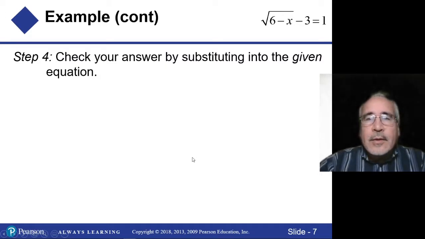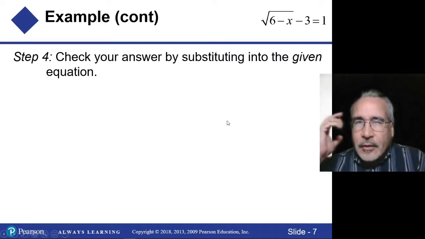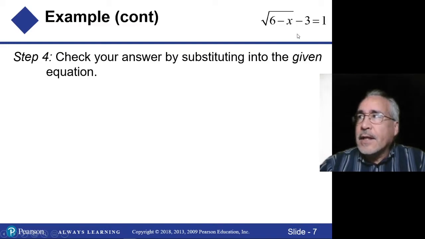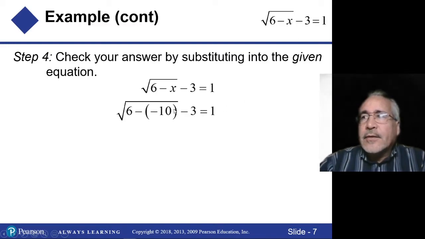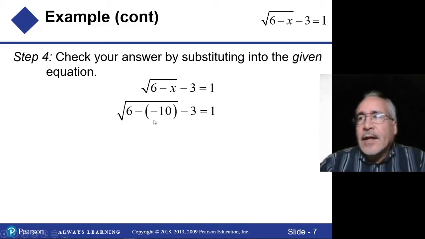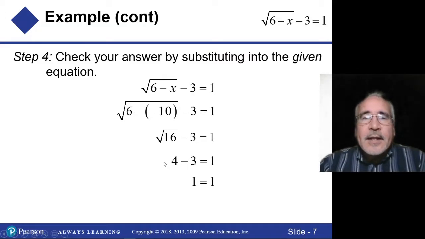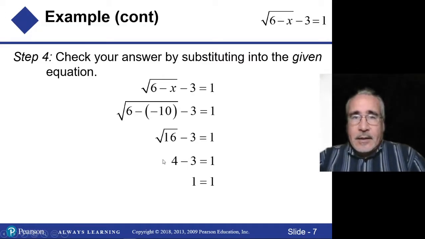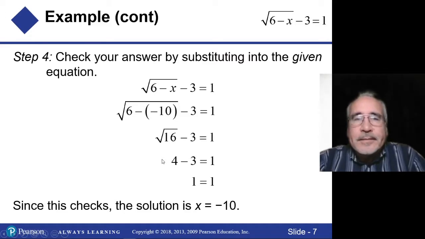So now they're just going to do a check, just like we did. I did it sort of verbally, mentally plugging in the negative 10. So they'll take you through the steps. Put the negative 10 in for x. This gives you square root of 16. Square root of 16 is 4. 4 minus 3 is 1. 1 does equal 1, so it checks. Cool, it works.